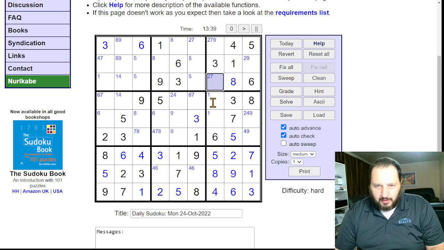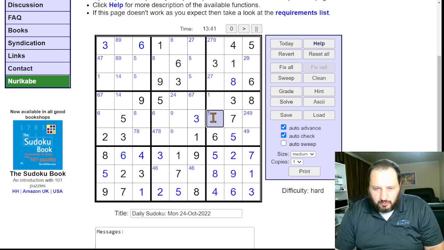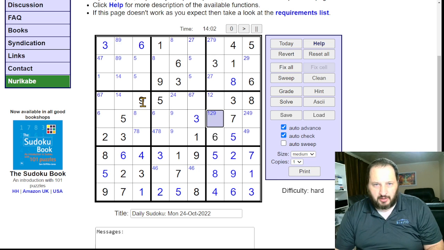And then what are we missing here? Again, we needed a 1, a 2, a 4, and a 9. Those are the numbers that are missing. But it can't be a 4, so it's just a 1, a 2, or a 9. So this one could be a 1 or a 2, but not a 9. This one could be a 1, a 2, or a 9, but not a 4.